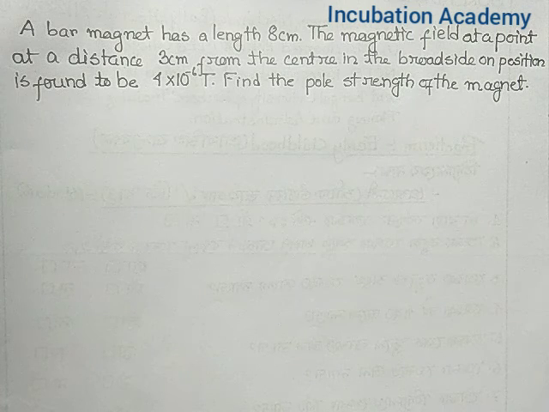Welcome everyone. A bar magnet has a length 8 cm. That means its magnetic length. The magnetic field at a point at a distance 3 cm from its center on the broad side on position is found to be 4 into 10 to the power minus 6 Tesla.